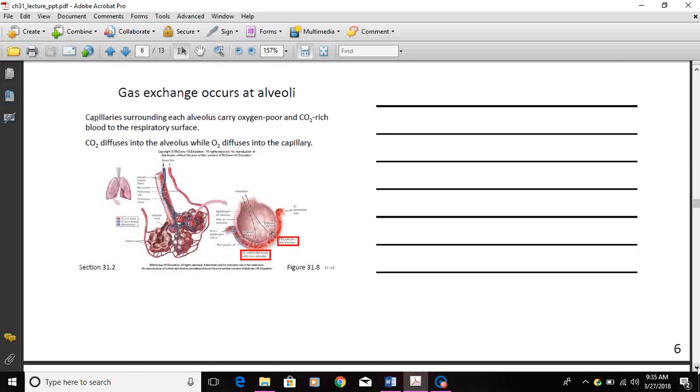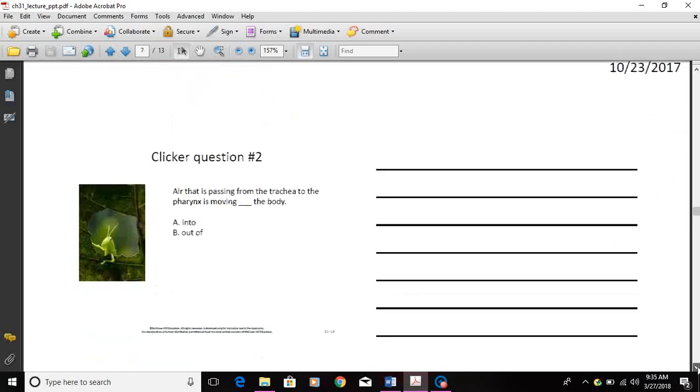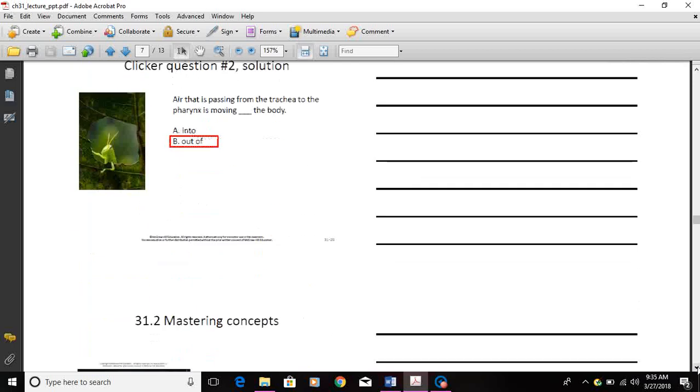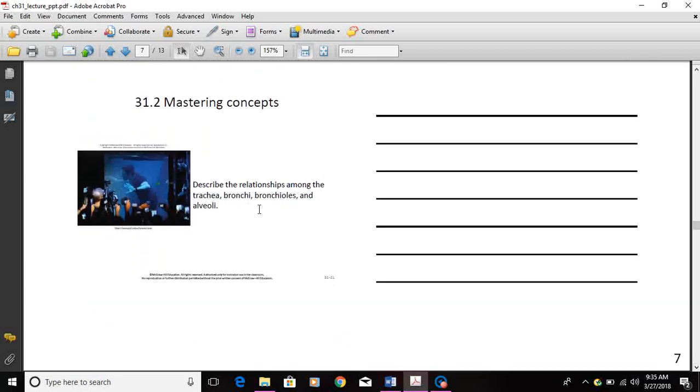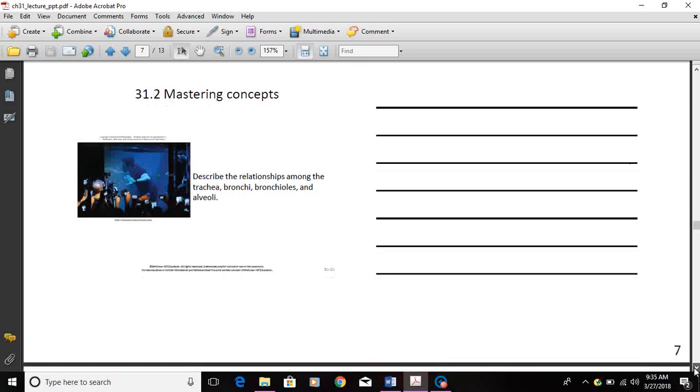Okay, so we already talked about this. Gas exchange occurs at the alveoli, so CO2 diffuses out, oxygen diffuses in. We're going to skip those clicker questions. Those are good things to study for tests, though. And then I always leave these mastering concepts in here because these are also good ways to study for an exam. Good questions.